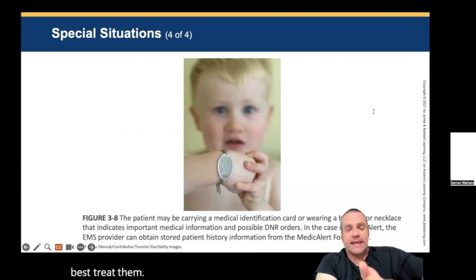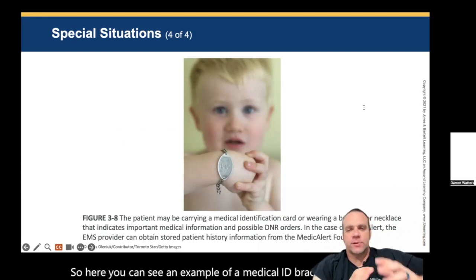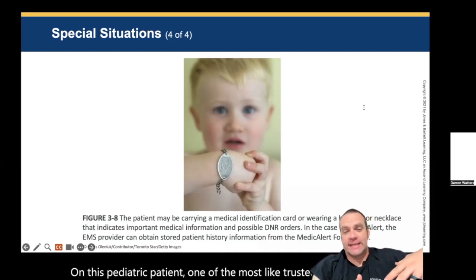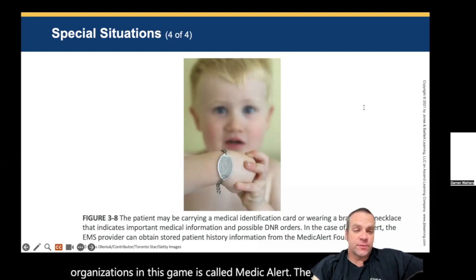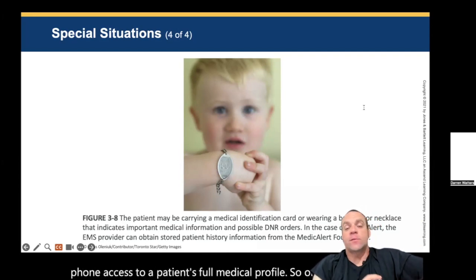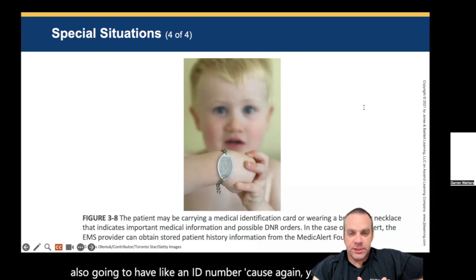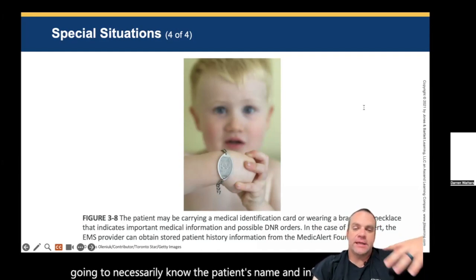So here you can see an example of a medical ID bracelet on this pediatric patient. One of the most trusted organizations in this game is called Medical Alert. They offer 24/7 phone access to a patient's full medical profile. On that actual medical alert tag, you'll have the phone number. It's also going to have an ID number, because you're not necessarily going to know the patient's name and information. So having that identification number plus the phone number, you can get a lot of good information from that provider.